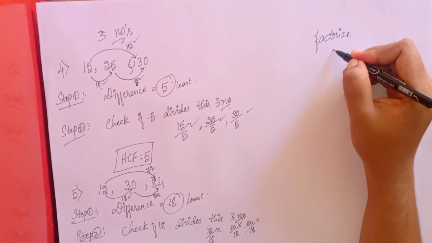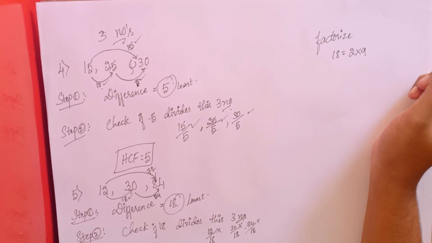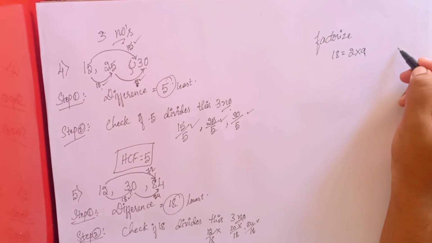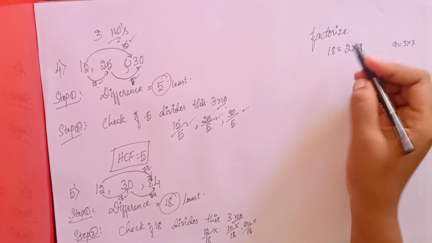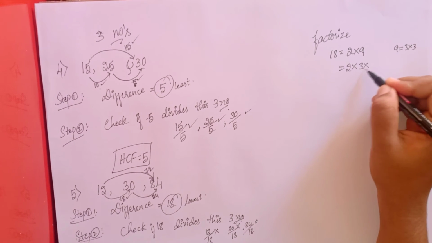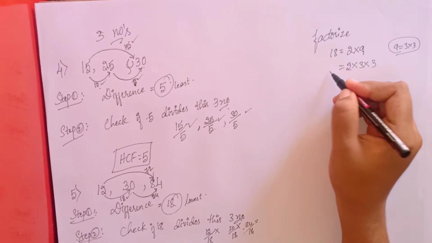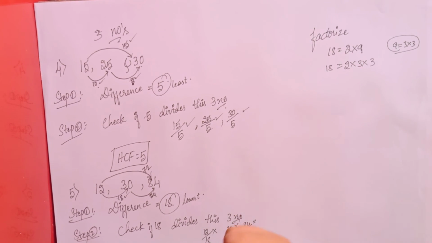So factorize 18, we will get 2 nines. This 9 we can write as 3 into 3 also, because we need to take the lowest one. So therefore, I'll take 2 into 9, I'll write as 3 into 3. You have other numbers also, but it is the first one, so I am directly taking. It's not possible, we will go for the next one.